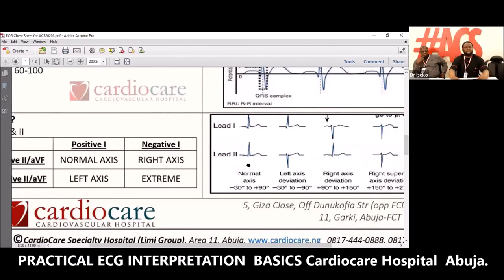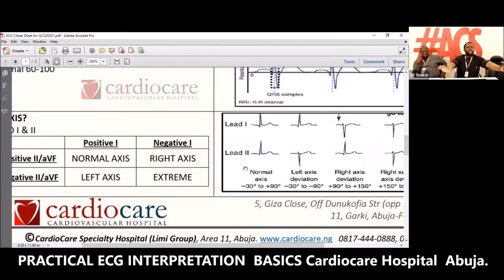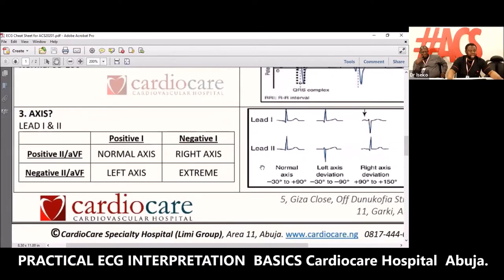Isn't this simple? So let me say it again. You are looking at lead 1, lead 2 and AVF, right? Normal: thumbs up, thumbs up. Lead 1 thumb up, lead 2 thumb down, left axis. Lead 1 thumb down, lead 2 thumb up, right axis. Both thumbs down, indeterminate, or extreme axis. Right axis: negative lead 1, positive lead 2 and/or AVF. Isn't it simple?